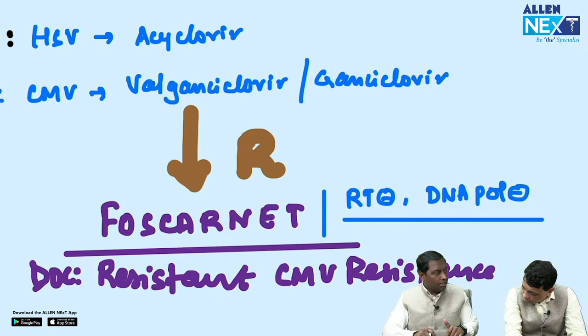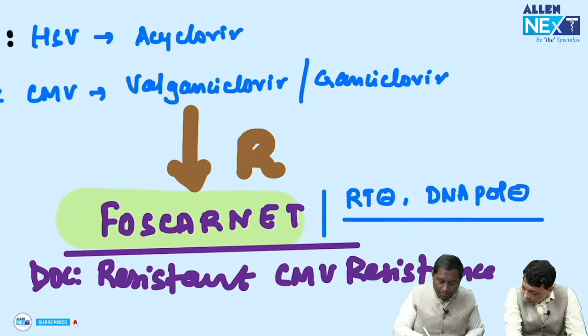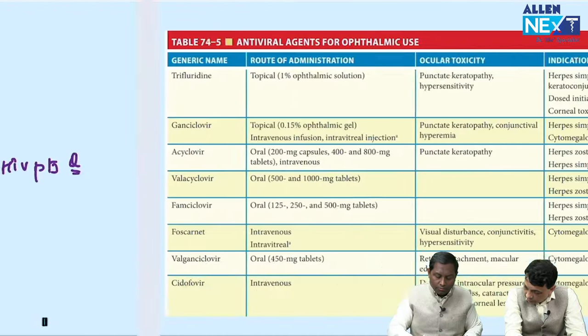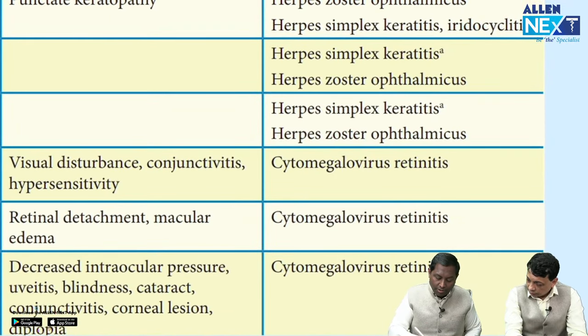In contrast to that, foscarnet itself is an active moiety, and it will directly inhibit the virus. It does not require phosphorylation. So that is one advantage of foscarnet that we can utilize. And there was one image that I have shown you previously as well, for cytomegalovirus CMV retinitis.